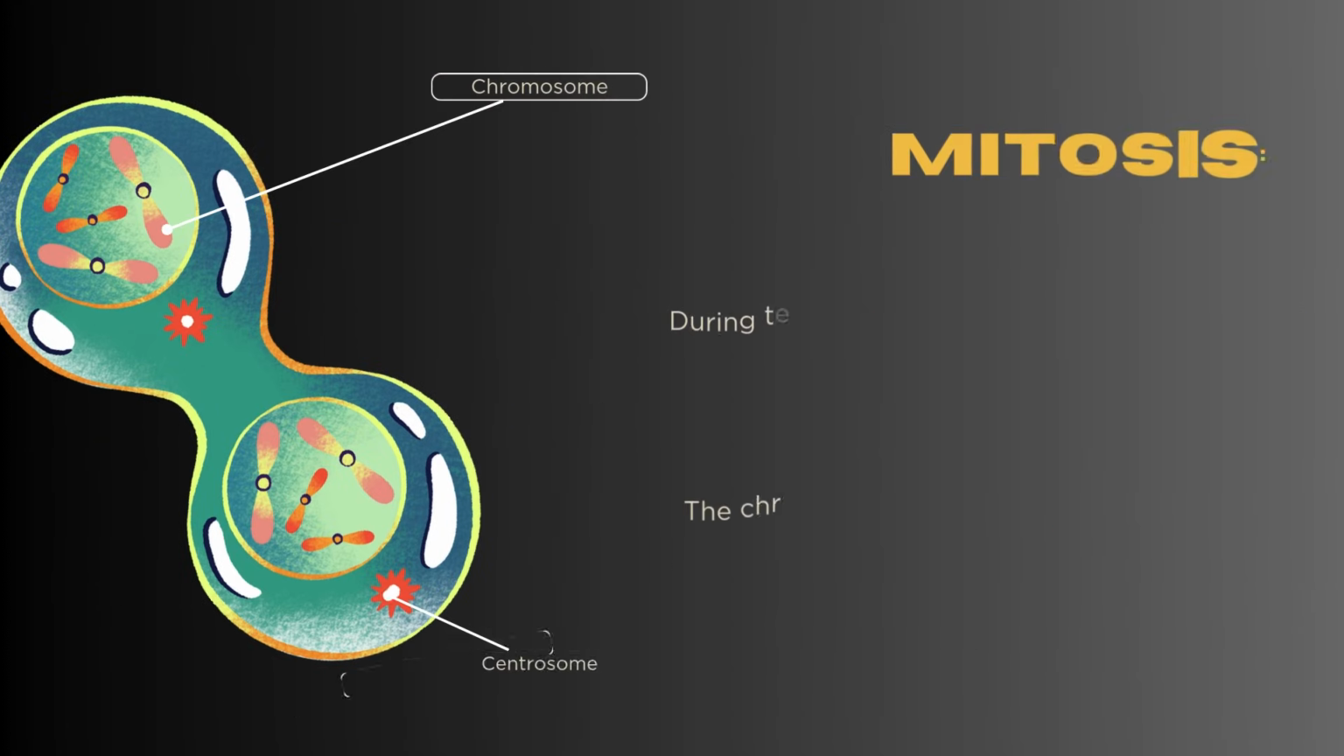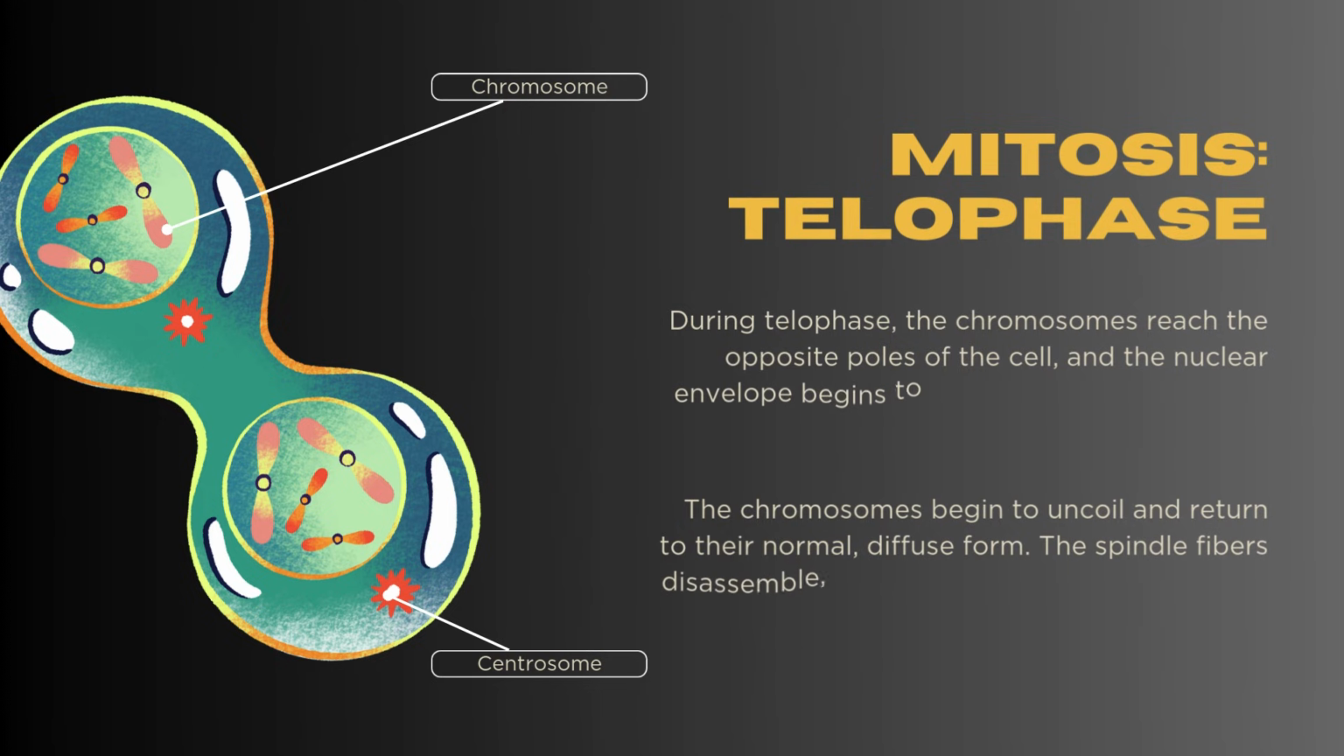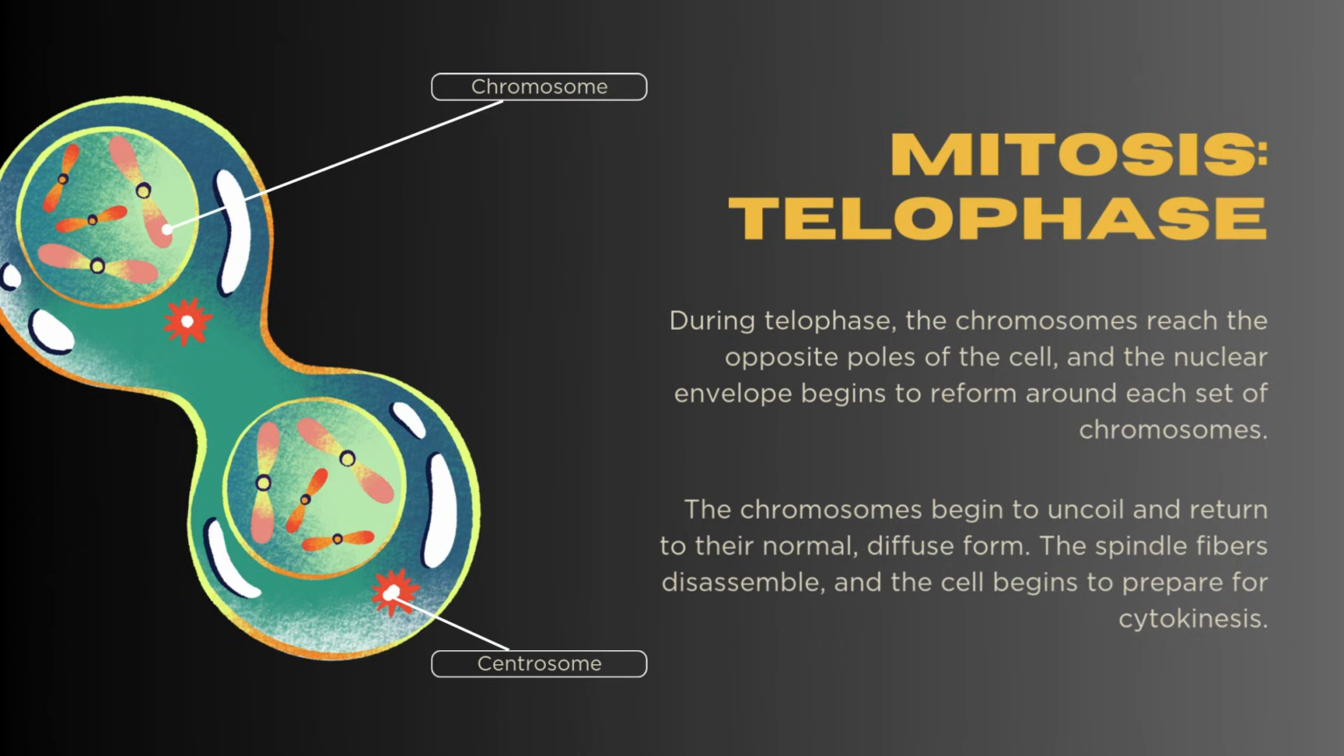In telophase, chromatids reach the opposite poles of the cell. A new nuclear envelope forms around each set of chromosomes. Chromosomes start to uncoil and return to their relaxed state. Spindle fibers disappear. Now the cell has two nuclei and is ready to split.